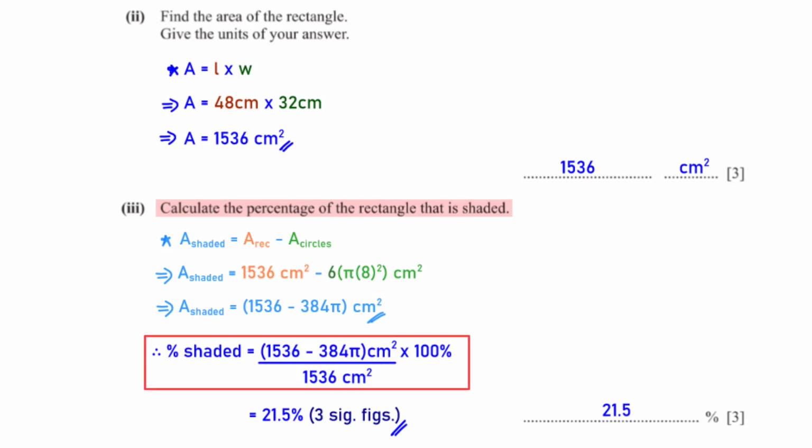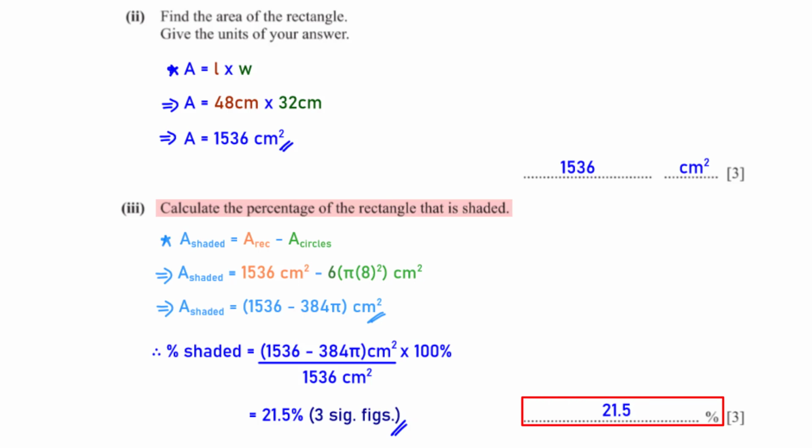So now, the percentage of the rectangle that is shaded is equal to the shaded area, which is 1536 minus 384 pi centimeters squared, divided by the area of the rectangle, which is 1536 centimeters squared, times 100%. When we type this into the calculator, we get 21.5% rounded to 3 significant figures.